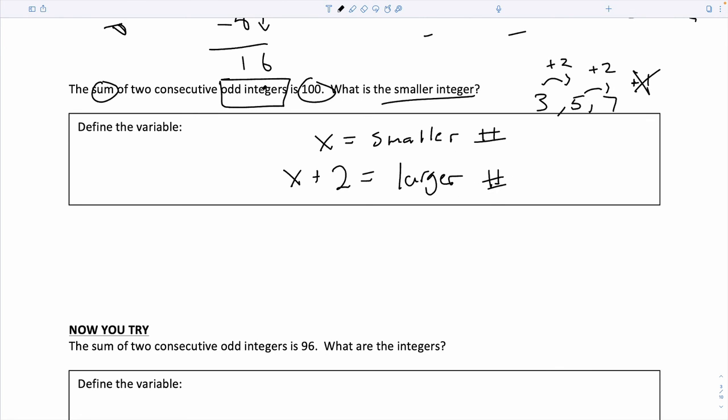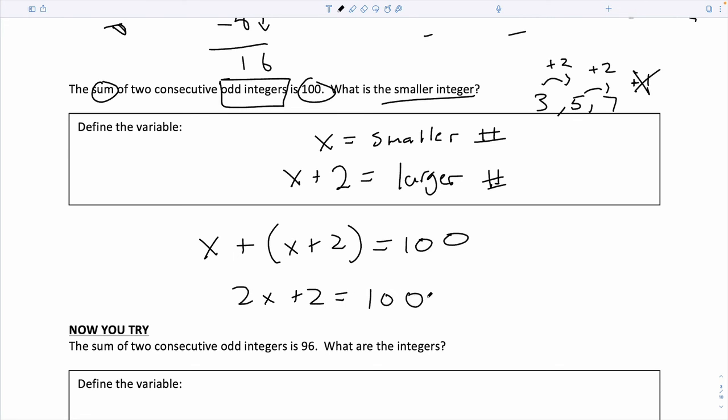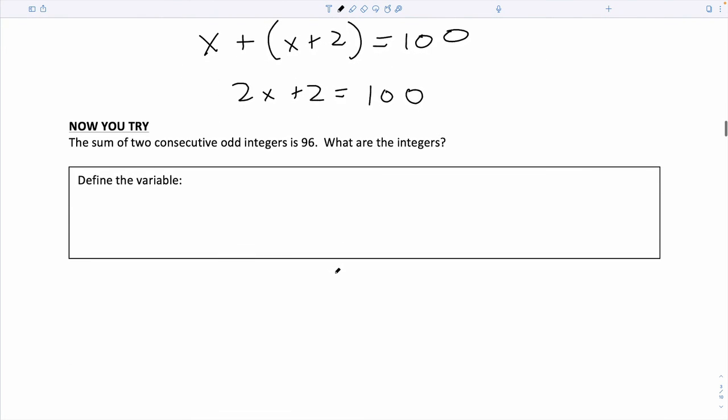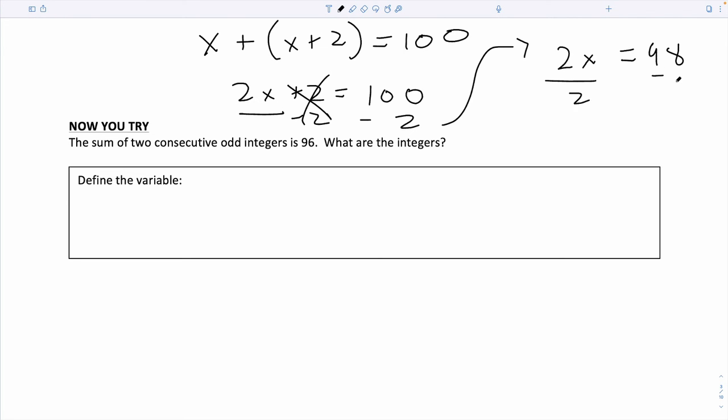Okay, so the sum of those things is 100. Let's add them together. x plus x plus 2 equals 100. 2x plus 2 equals 100. Liliana, next step, please. What is left over on my left side, Liliana? Yeah, my right side. And what's the left side look like? Good. Final step, divide by 2.